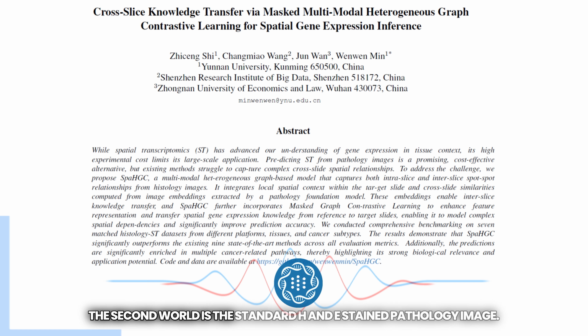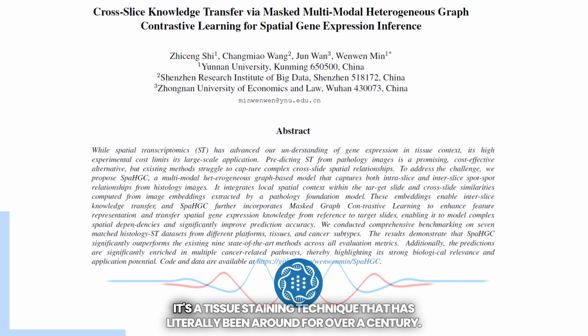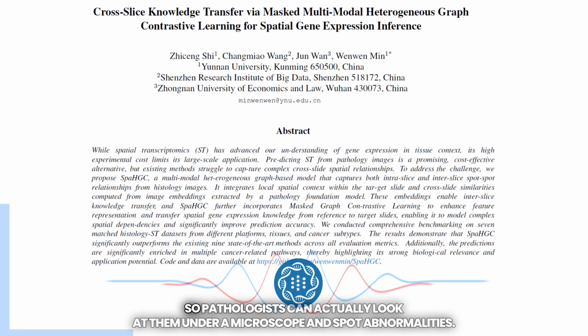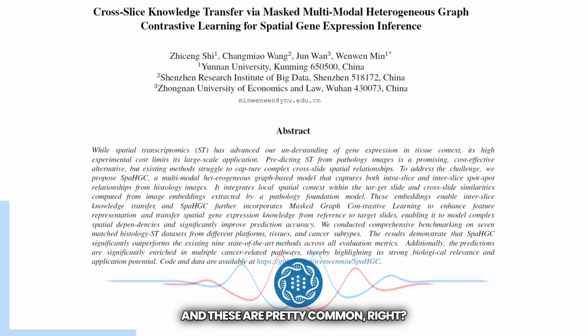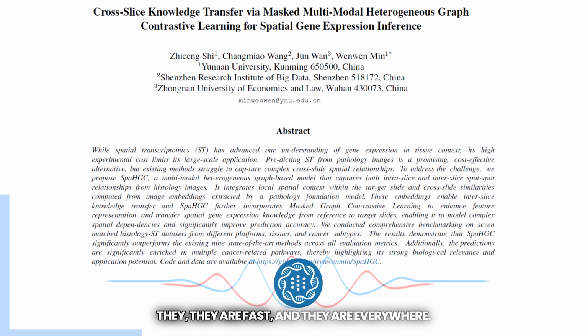The second world is the standard H&E stained pathology image. H&E? Yeah, H&E stands for hematoxylin and eosin. It's a tissue staining technique that has literally been around for over a century. It uses pink and blue dyes to highlight the physical structures of the cells. So, like the nuclei, the cytoplasm. So pathologists can actually look at them under a microscope and spot abnormalities. And these are pretty common, right? Oh, they are everywhere. These H&E images are acquired in routine clinical workflows every single day in almost every hospital on Earth. They cost pennies, they are fast, and they're everywhere.